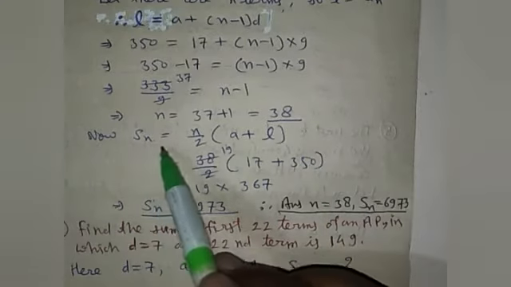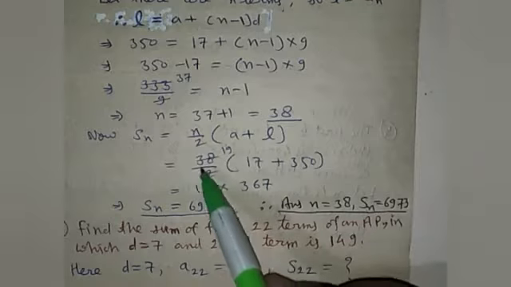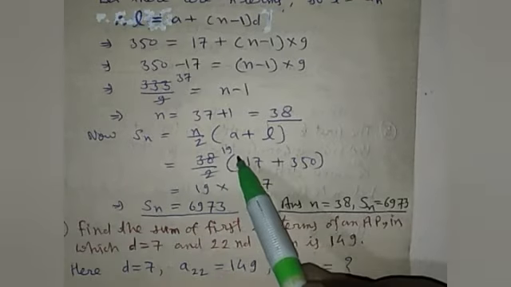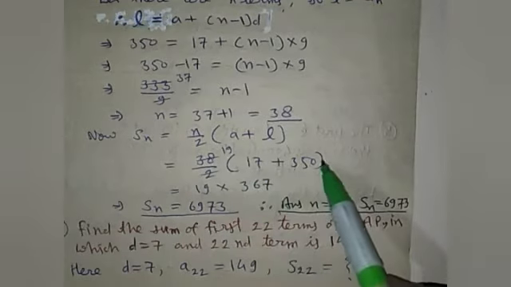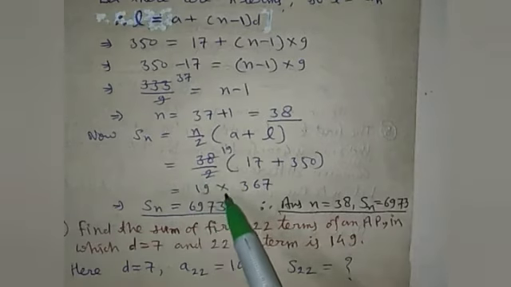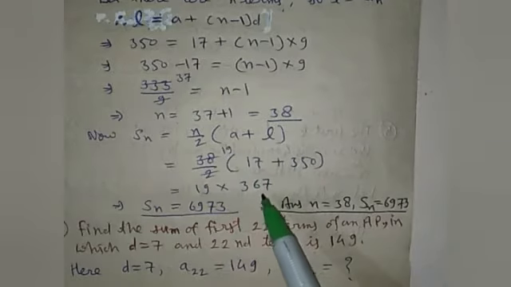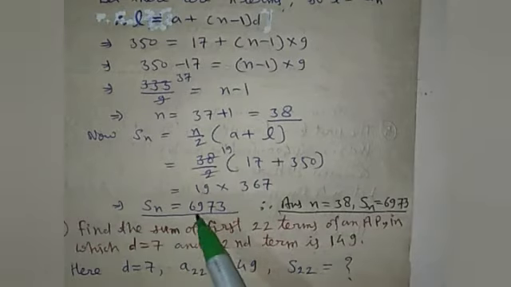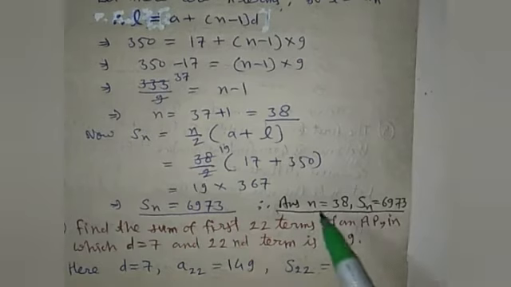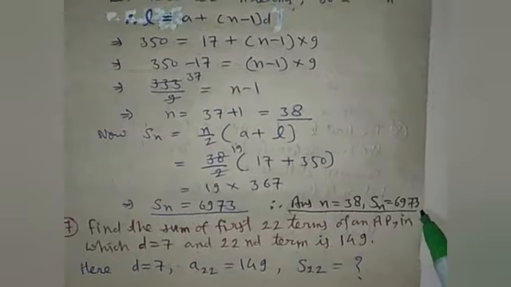Now Sn is equal to n by 2 into a plus l. So here substituting the values, 38 divided by 2 into bracket 17 plus 350. So here dividing 38 by 2 will give 19, into 350 plus 17 is 367. Multiplying we get Sn equal to 6973. So here answer is n equal to 38 and Sn equal to 6973.